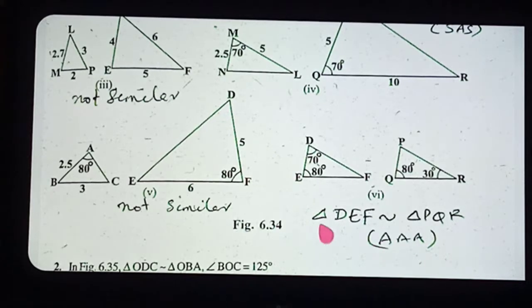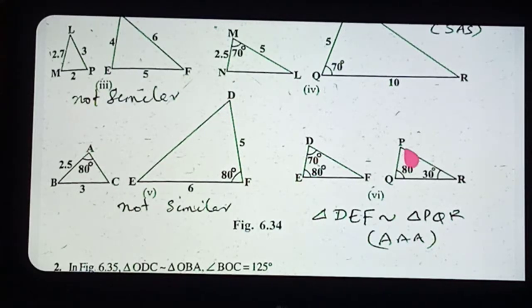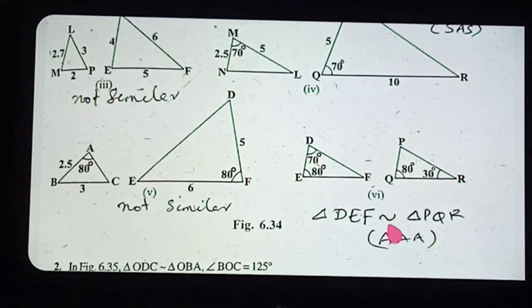So which one can you apply? You can apply AAA criteria. Angle D is 70, then angle P you also got 70. Angle Q is 80, angle F you already found as 30, so this is also 30. So all the angles are congruent now. So write the corresponding positions. In the position of D, what will you write? P. In the position of E? Q. In the position of F, you will write R. So which criteria? AAA criteria.